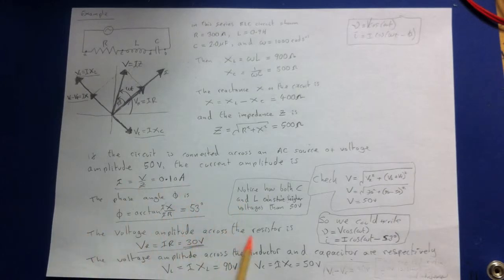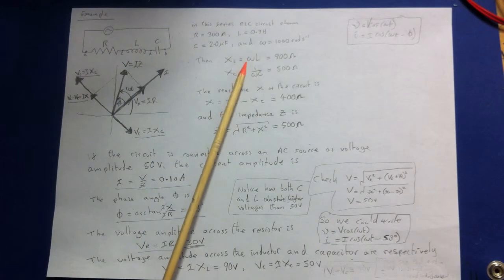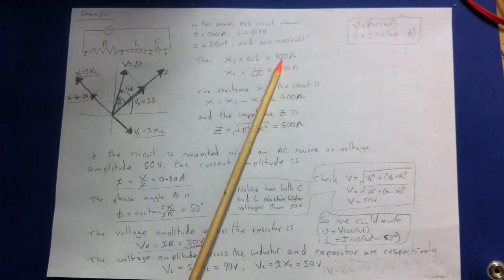The voltage amplitude across the resistor is VR equals I times R, and we've got I and R, so that's 30 volts. The voltage amplitude across the inductor is I again times XL, that's 90 volts. And across the capacitor is 50 volts. So you can see that more voltage dropped across the inductor because the inductor gave us a larger reactance value.